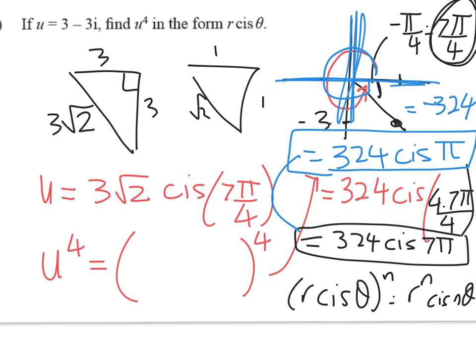Alright, on to part C. Now if that one wasn't feeling easy, it means you need to go over de Moivre's theorem and you need to go over your special triangles, because it's probably the other thing causing problems.